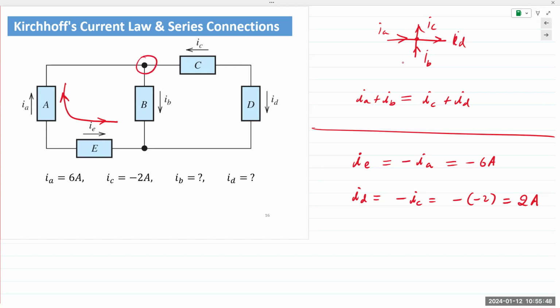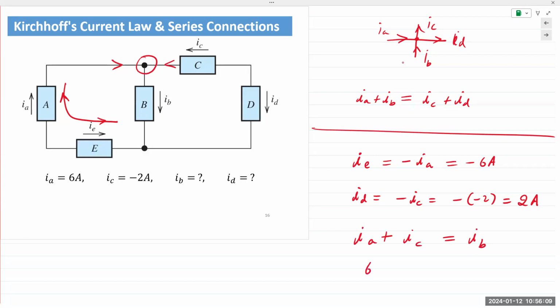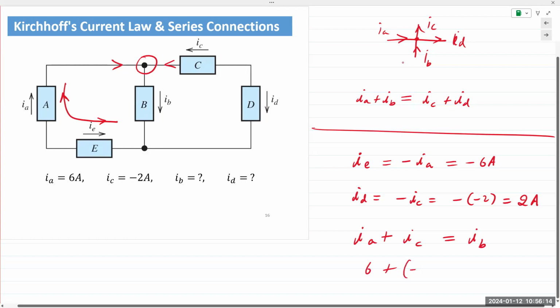The only thing left is to calculate IB. We have IA and IC coming in and IB leaving the junction. So I have IA and IC on the left-hand side of the equation. IB is on the right-hand side of the equation. Currents entering equal currents leaving. And so IA plus IC is 6 plus -2. And that gives me IB as 4 amps.